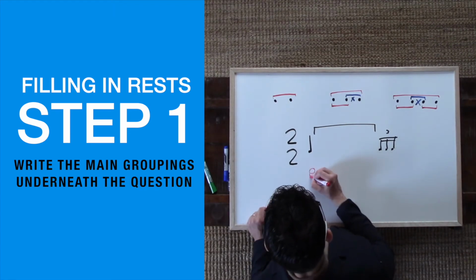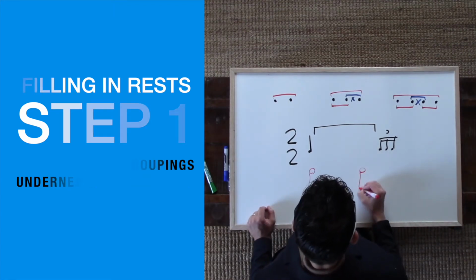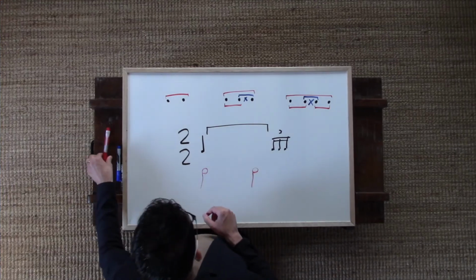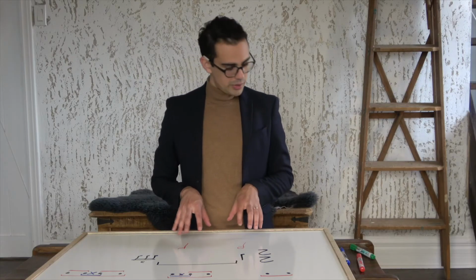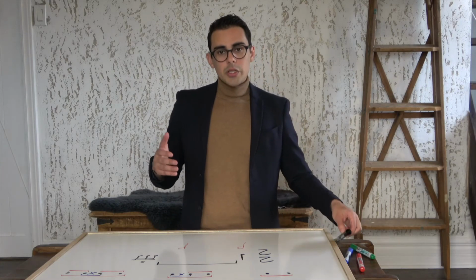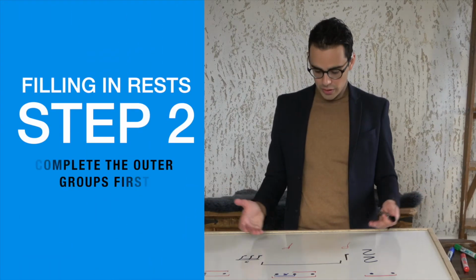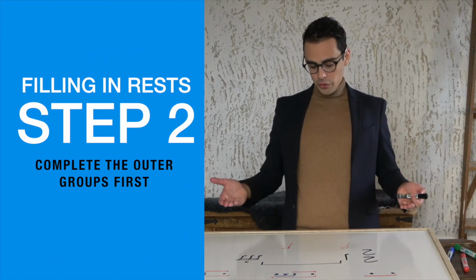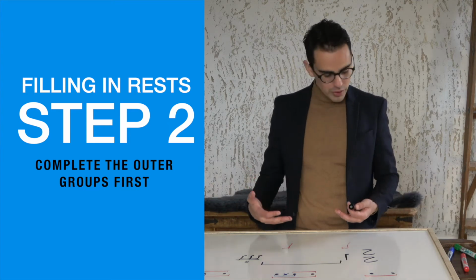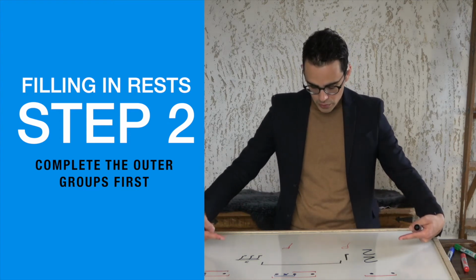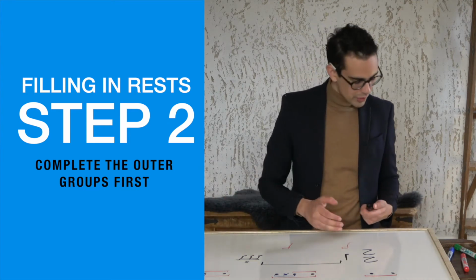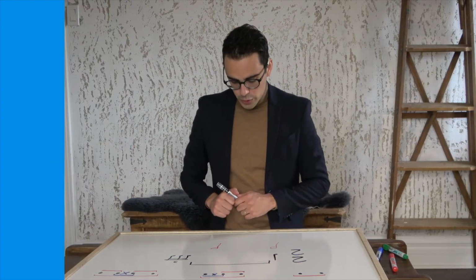Here's 1 half note, 2 half notes. Okay, so there are 2 groups in this meter. Step 2 is to finish the outer groups first. There are no inner groups in this meter, so we're just going to fill from the outside in, just with normal, and there's nothing in the middle, so that doesn't matter too much.